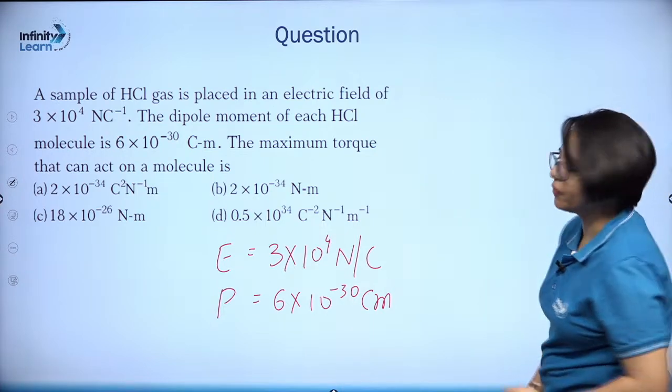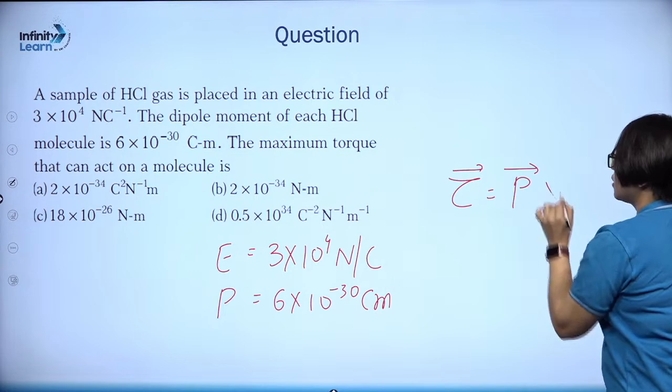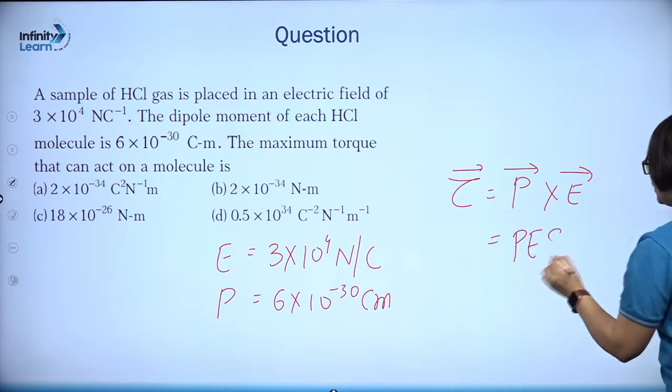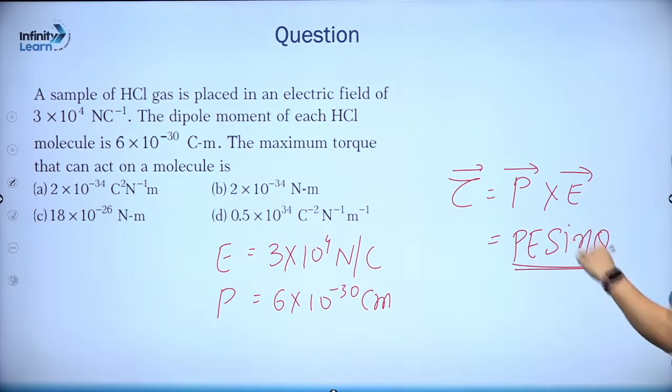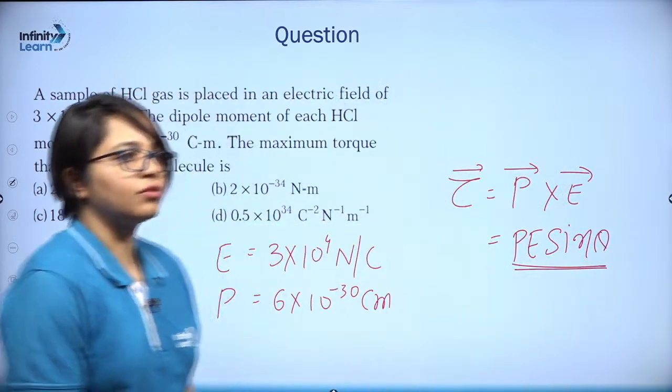Well done Shubham, well done. Tau is P cross E, PE sin theta, beta. If it is maximum, then sin theta should be 1, right? Well done everyone. Chalo, try करो इसको.